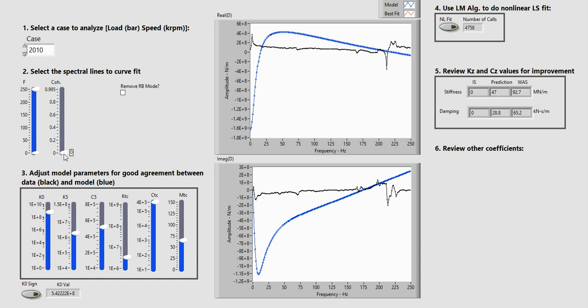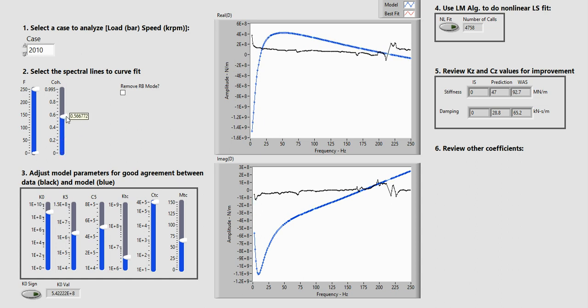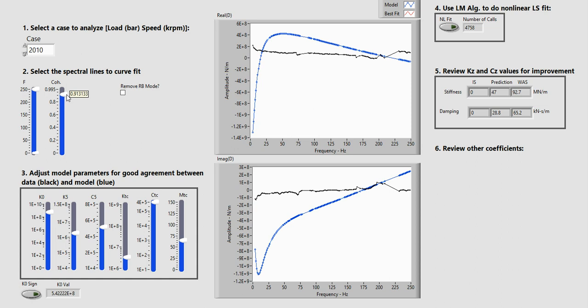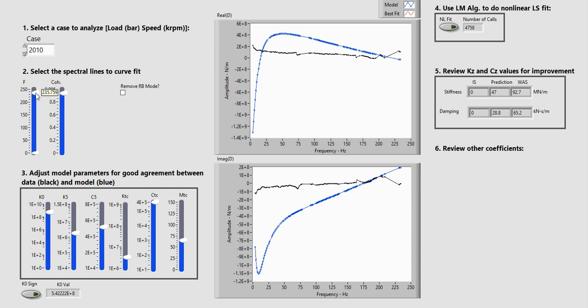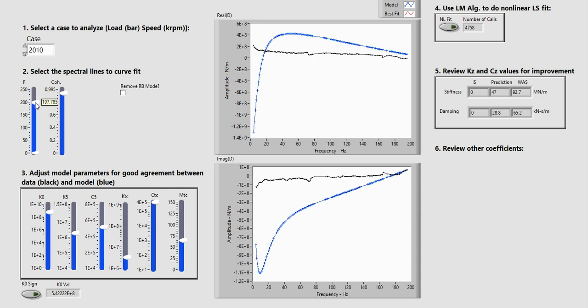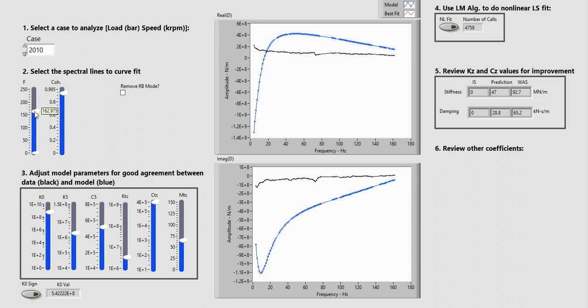And the first thing I'm going to do is eliminate spectral lines where the FRFs had a low coherence. And from experience, I know that a coherence of about 0.9 will include a sufficient number of points to curve fit, but deliver a sufficiently small standard deviation. The other thing I'm going to do is limit my bandwidth to about 160 Hertz.